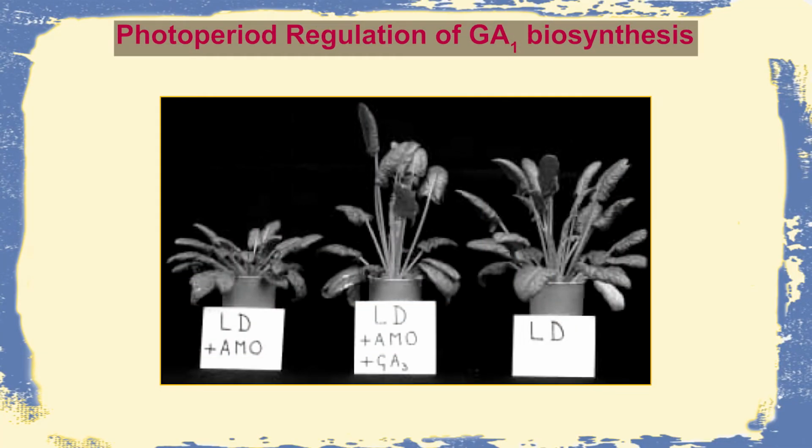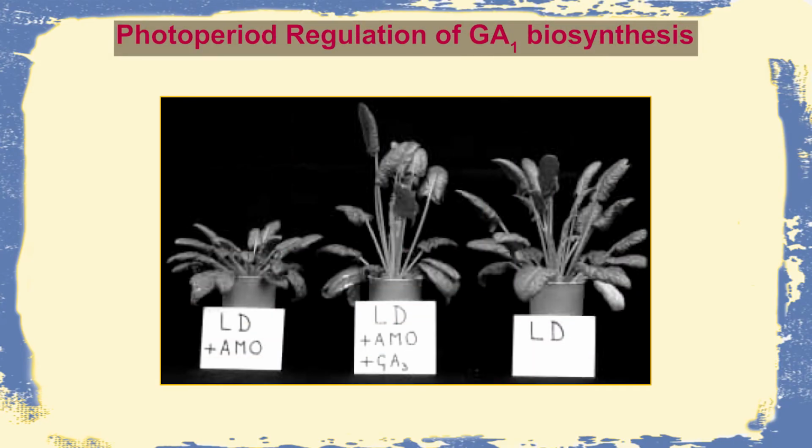Photoperiod is another environmental factor important in this context. Photoperiod means either short days or long days. Now in short days, the gibberellin level is low, and in long days, the gibberellin level is high. Now spinach in short days takes a rosette form. In long days, it takes the normal long form.